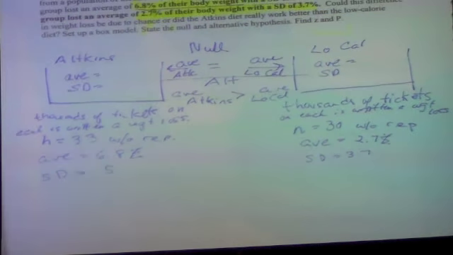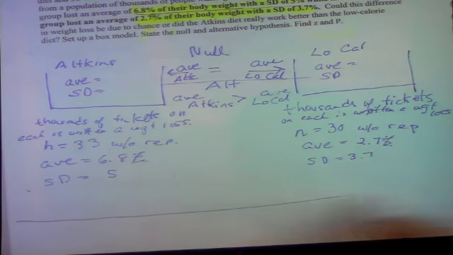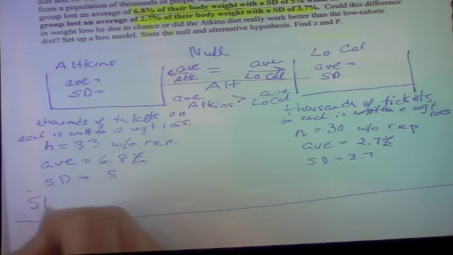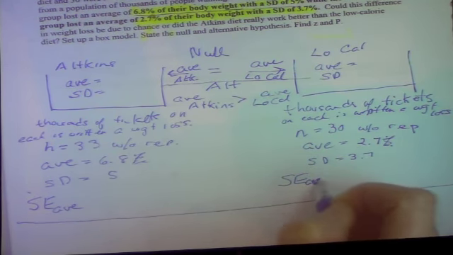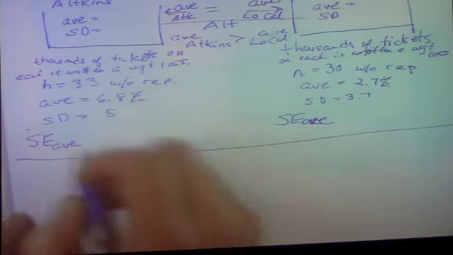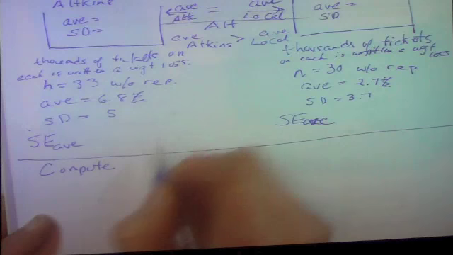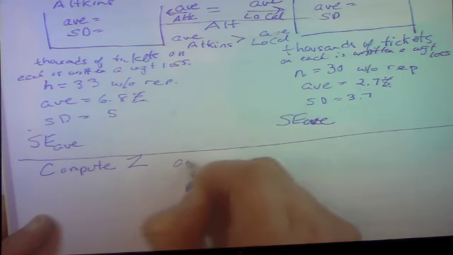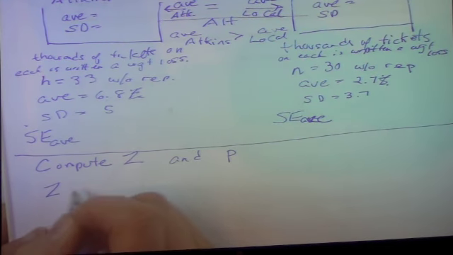And so leave some space here because we are going to have to compute a standard error for the average for both of these. But let's see why. Let's go down to here and let's see. Now we want to compute our test statistic Z and then P. All right, first Z. What is Z?